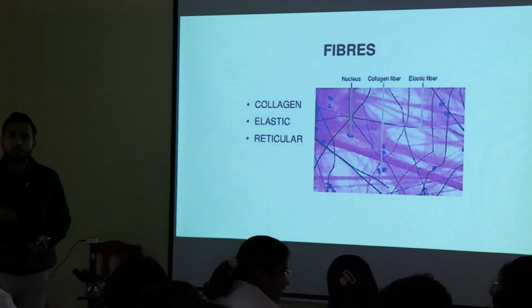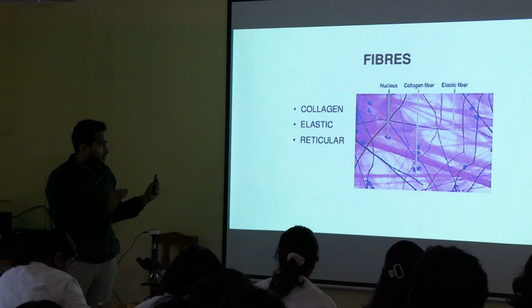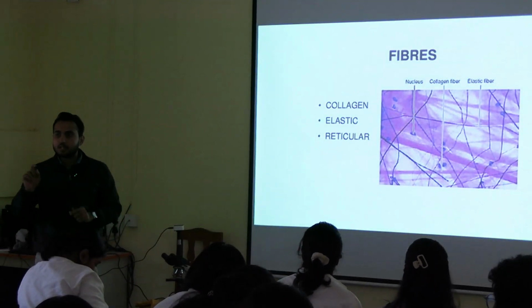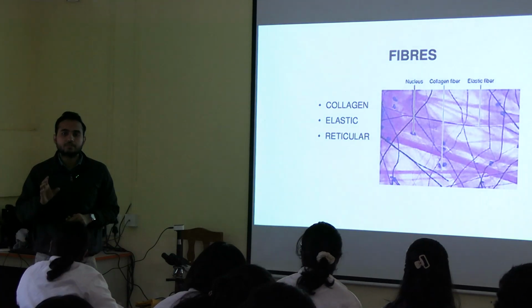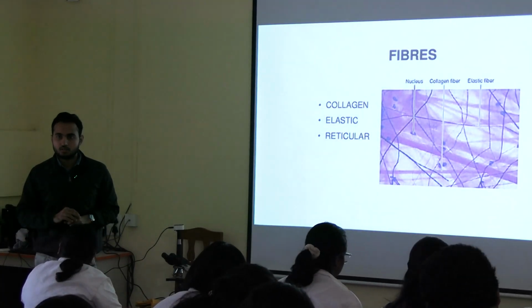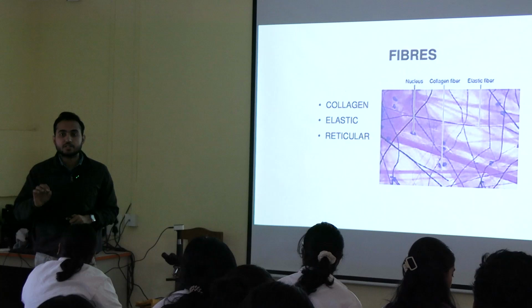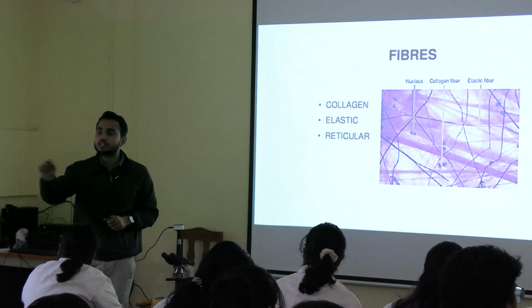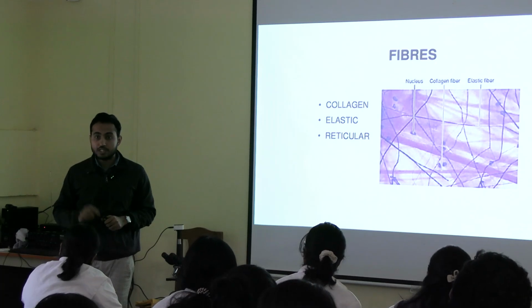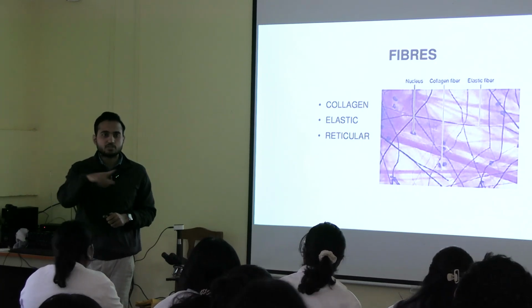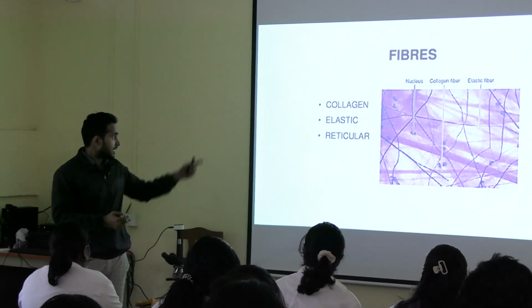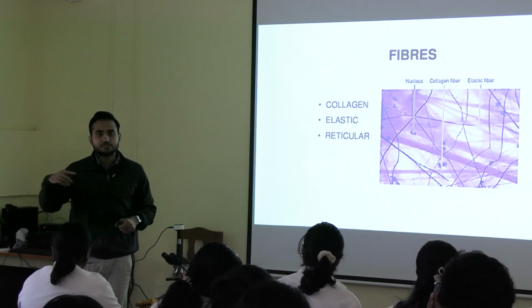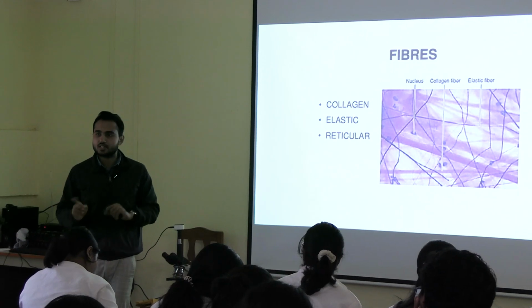Now, in order to know about each and every type of fiber, first of all you have to know the individual fibers. In the case of collagen fibers, they are always present in the form of bundles. Inside that bundle, the fibers run parallel to each other. Individual fibers will not branch or anastomose. Next, the elastic fibers are single fibers, and they can branch and anastomose with adjacent fibers.